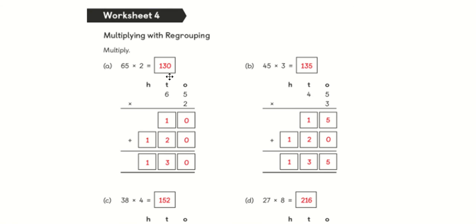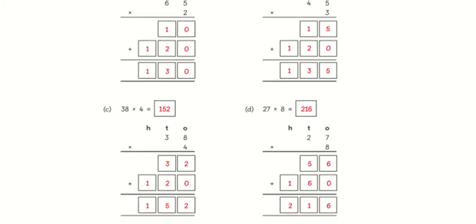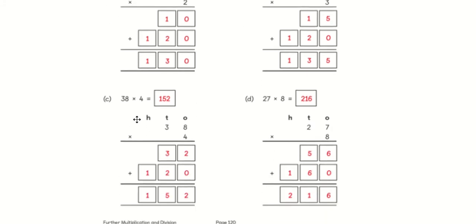Here's our answers then. We see we got the first one right, 130. The second one, question B, you should have got 135. Remember, multiply the ones, multiply the tens, add them together. Question C, 152. Again, multiply the ones, 4 times 8 is 32. Multiply the tens, 4 times 30 is 120. Add them together. And then the last question here is 216.